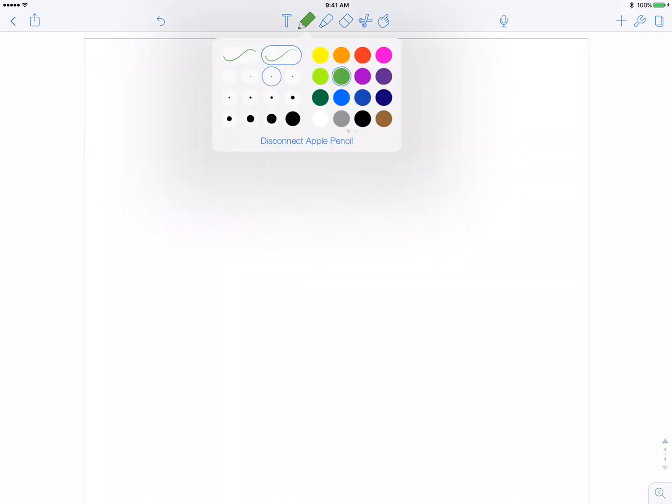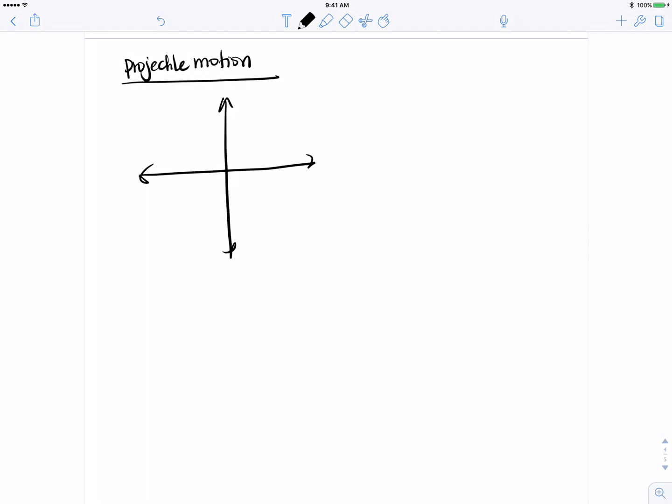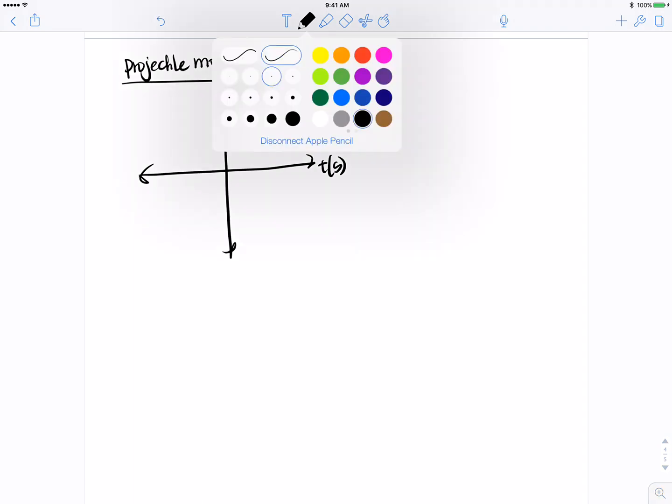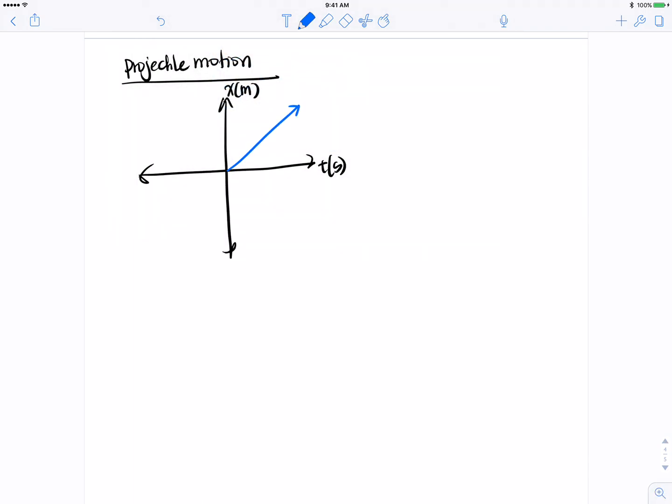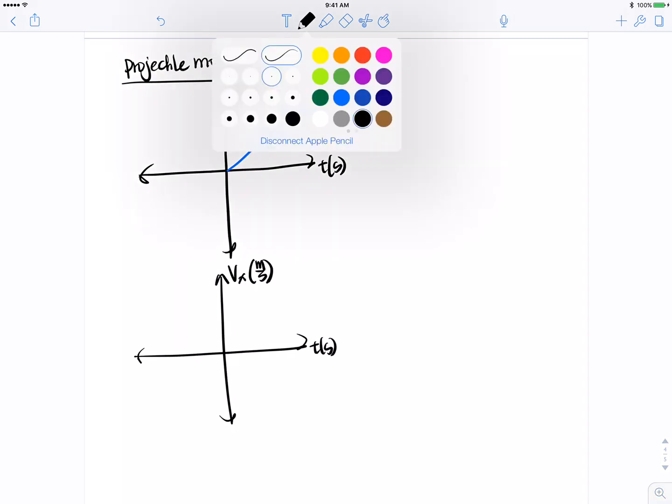Now one last thing I want to cover in this really quick recap video are just the graphs for projectile motion. So in the x direction, we have constant velocity, so a constant rate of displacement, which means for our x position graph versus time, we are constantly displacing. So see how the slope here is constant, meaning the velocity in x is constant.